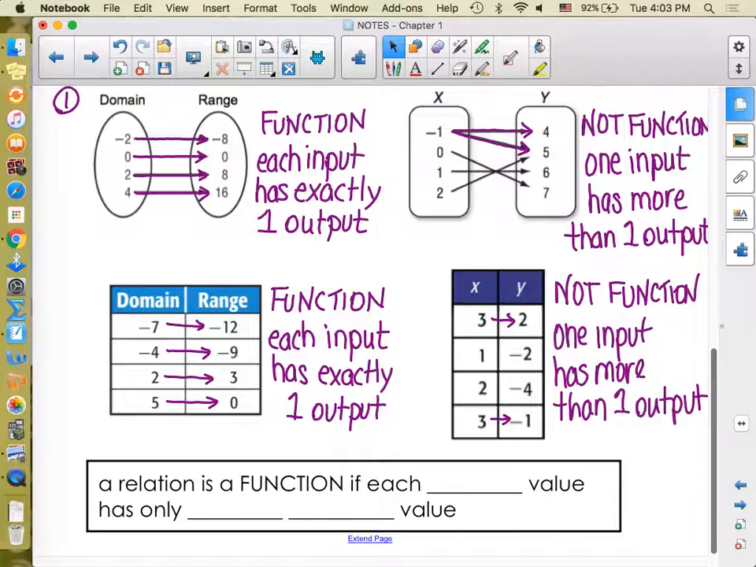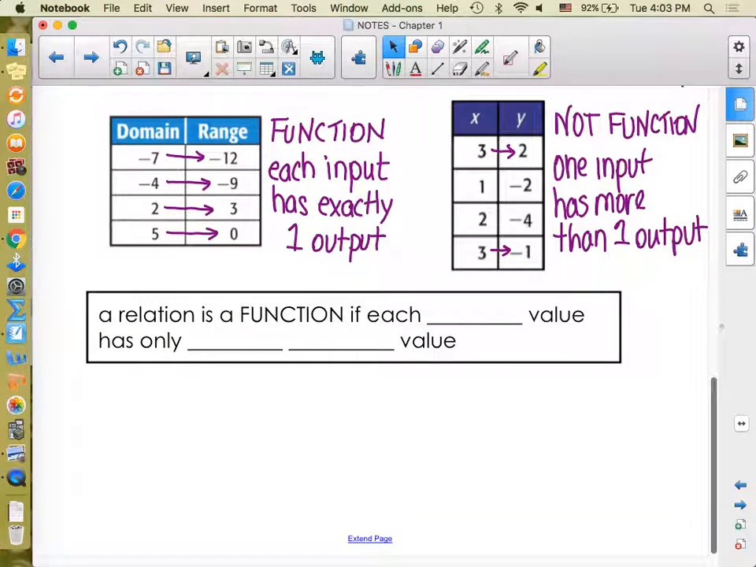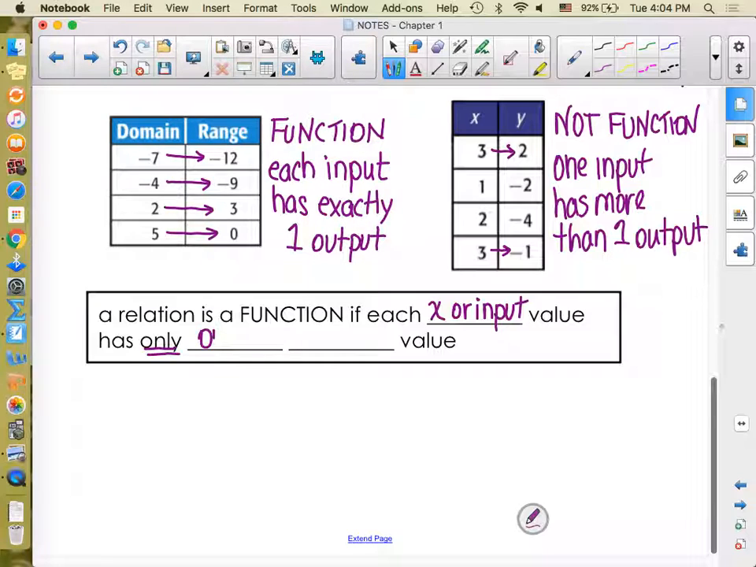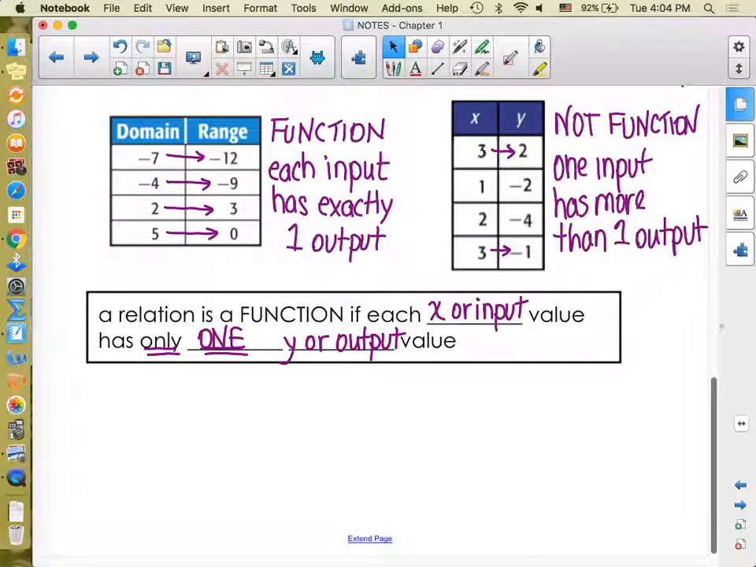So the conclusion, we want this to be kind of the rule, the thing we might consider putting on our note card as our test or our way of telling. A relation is a function if each x or input value has only one y or output value. Write it neatly, process that through, stop the video when it ends, and then go to the next one.